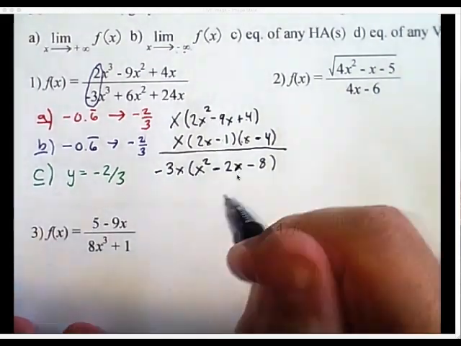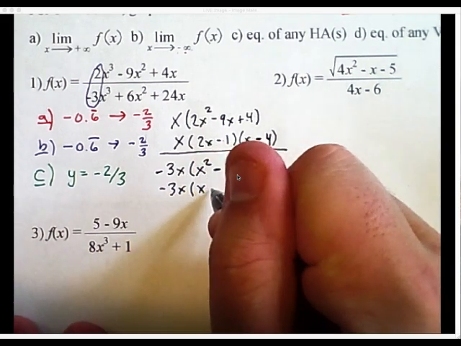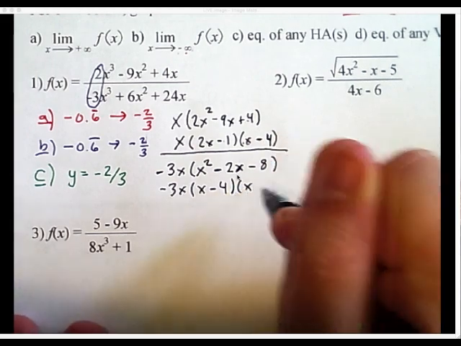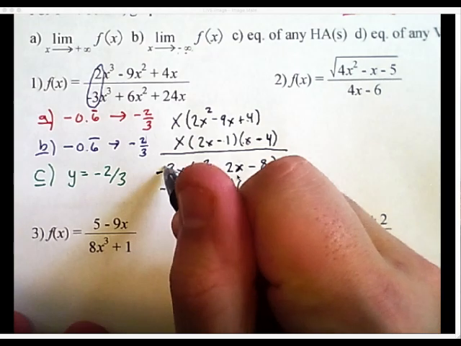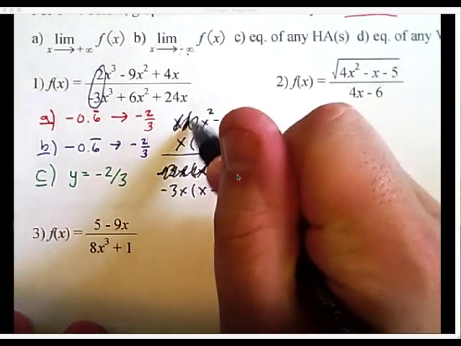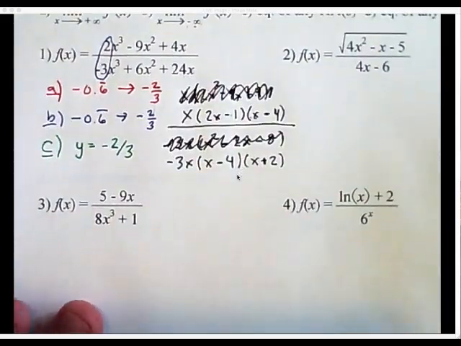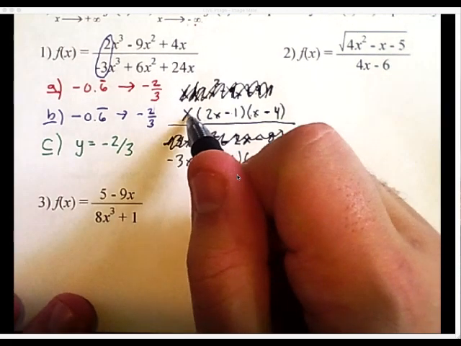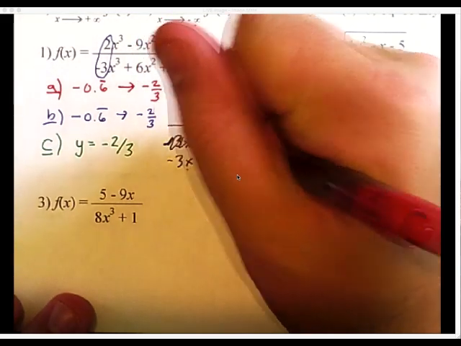Okay. And that can be factored some more as well. That can be factored into an x minus 4 and an x plus 2. Now I'm scratching these out because I've simplified them further. Now the question is, well, what can you simplify? Okay, what can you simplify? Well, you see an x there and an x there. Those will cross out.